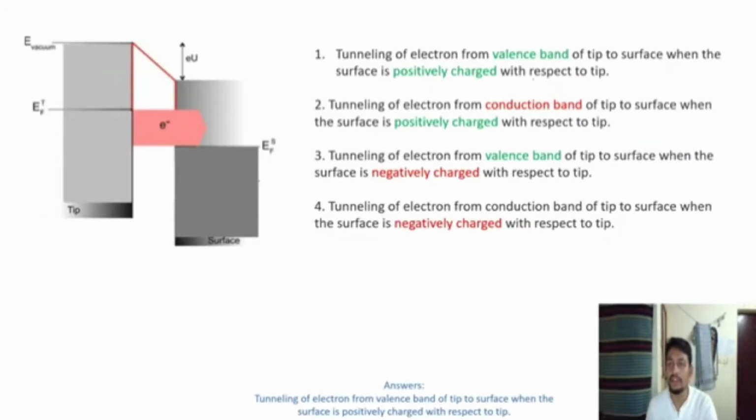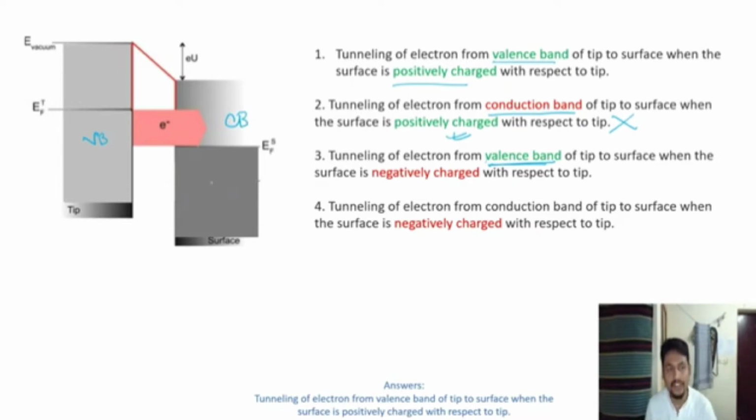So obviously this is going to be valence band and positively charged. In all the other options, it is written conduction band, so this is not going to be the case, although it is positively charged, right? In the third option, they have given valence band, right? From the valence band the electron is moving, because this is the valence band and this is the conduction band. But the surface is never going to be negatively charged.